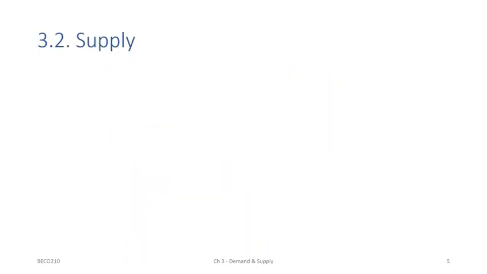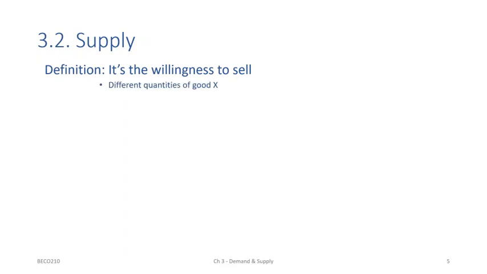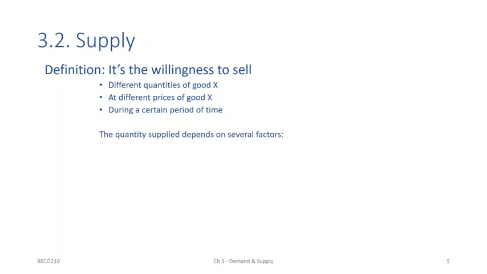The supply. The supply is whenever you want to sell quantities of a good at a certain price during a certain period of time. Now you are the seller. You think about more profits, so you're interested in higher prices. The quantity supplied also depends on several factors, like the price, the cost of production, technology, taxes, governmental restrictions.